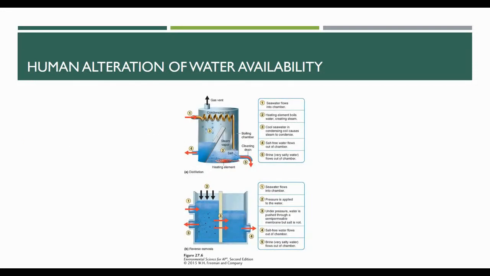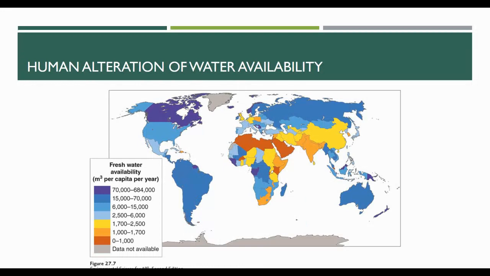And here in figure 27.6, you can see picture examples of both of those techniques to take unusable water and make it usable or drinkable. And in this figure 27.7, you can see the freshwater availability around the globe.